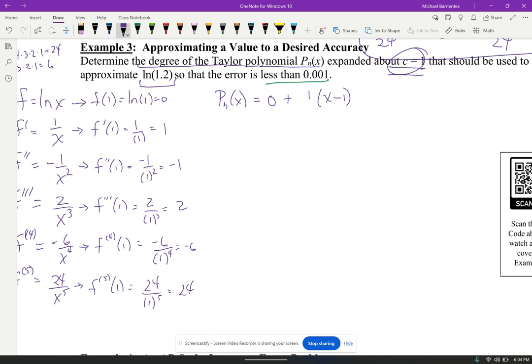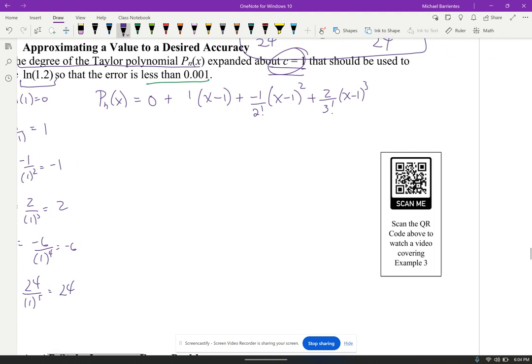And the first one, I don't have any division. And the next one, plus, take my second derivative value over 2 factorial times x minus 1 to the second power, plus, take the next one, 2 over 3 factorial times x minus 1 to the third power, and so on, right? Plus negative 6 over 4 factorial times x minus 1 to the fourth, plus 24 over 5 factorial times x minus 1 to the fifth.